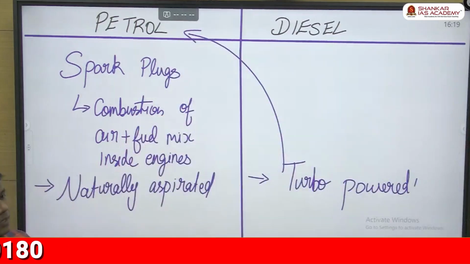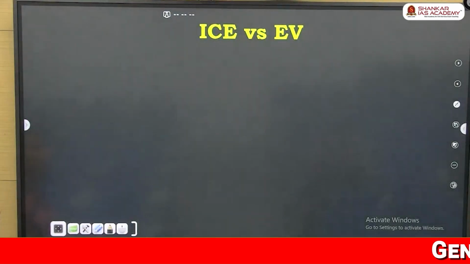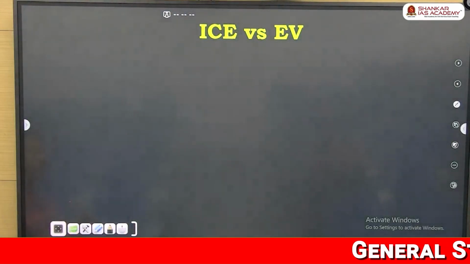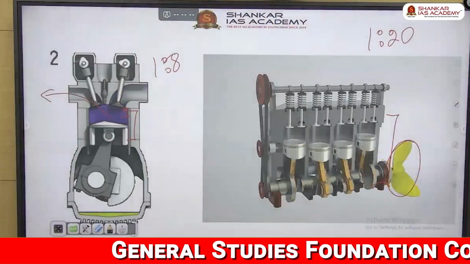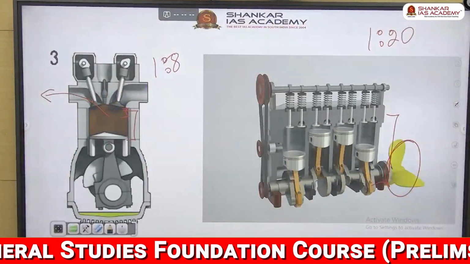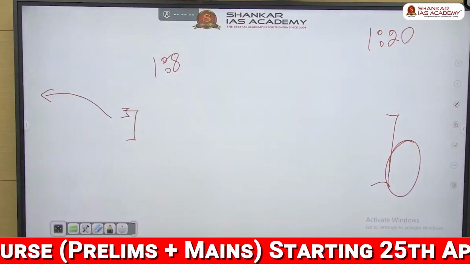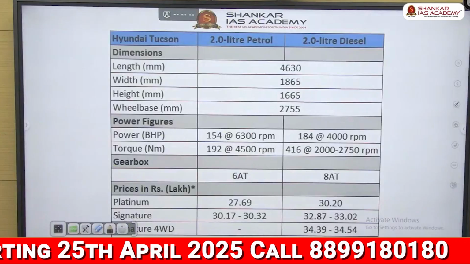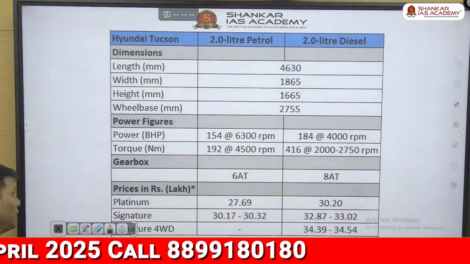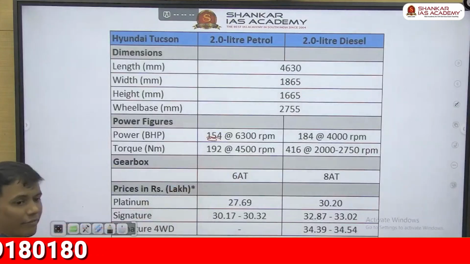Have you noted this? Yes. Look at the comparison between a petrol and a diesel engine here. I've taken the Hyundai Tucson as an example. Look at this. Left hand side is petrol and right hand side is diesel. If you compare petrol and diesel, look at the power for petrol, 154 brake horsepower.